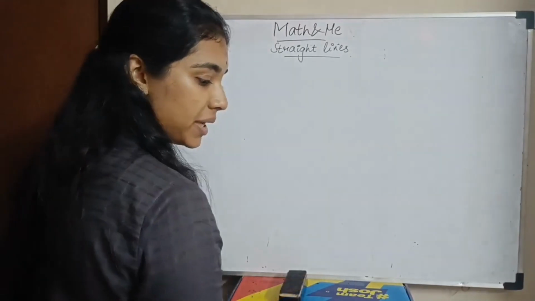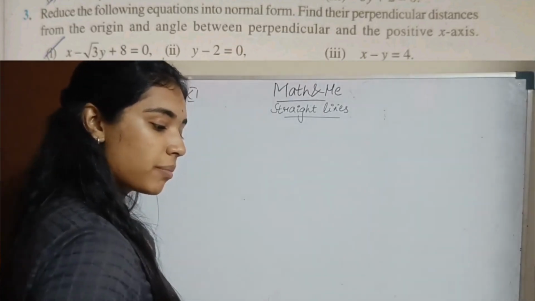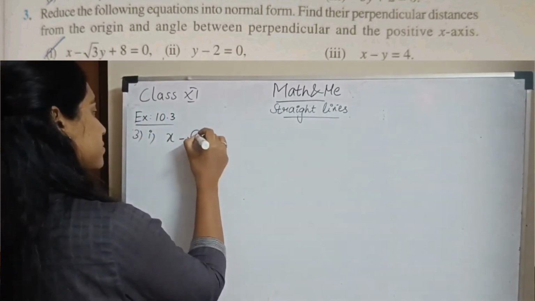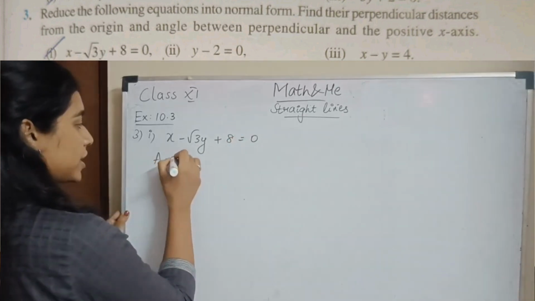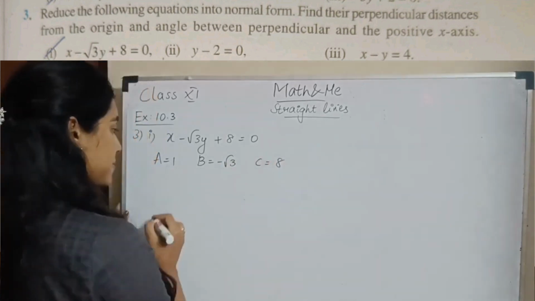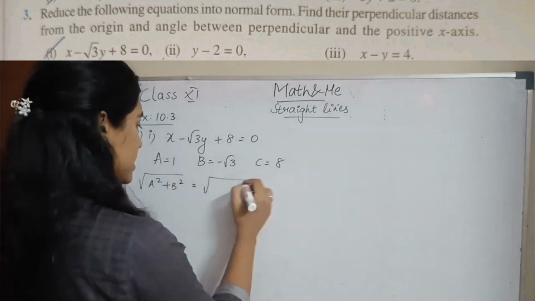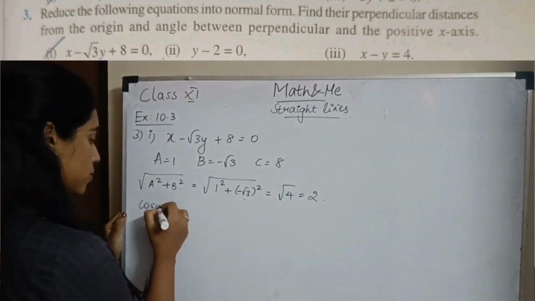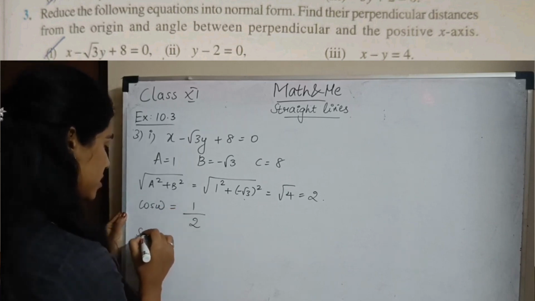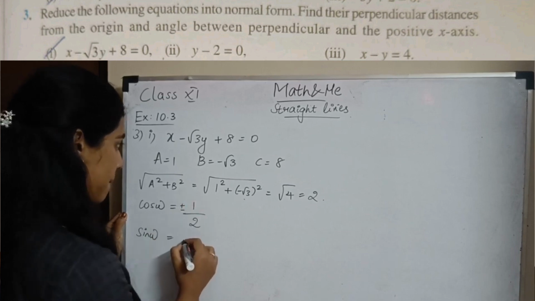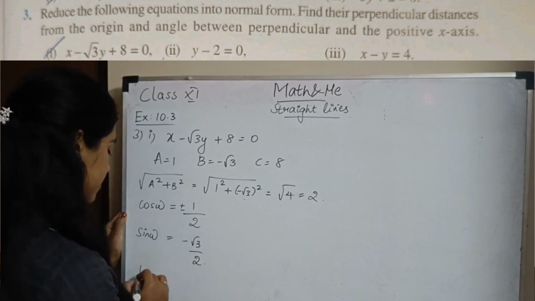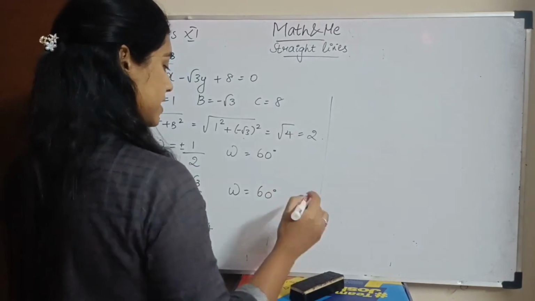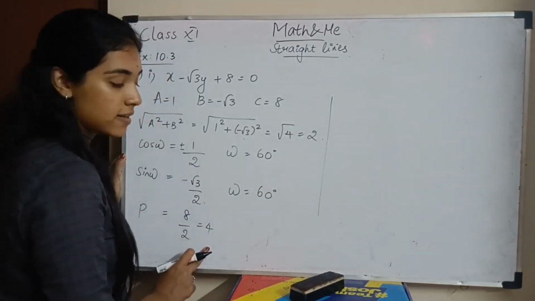Okay. Reduce the following equation into normal form. Find the perpendicular distance from the origin and angle between the perpendicular. You need to find p and omega. So a is 1, b is minus root 3, c is 8. Root of a square plus b square is root of 1 square plus minus root 3 the whole square, which is 4, and root of 4 is 2. So you have cos omega equals a divided by root of a square plus b square. You have sin omega, which is minus root 3 divided by 2, and you have p, which is 8 divided by 2 equals 4. Your omega will take the value 60 degree. So basically the angle is 60 degree. Distance of the perpendicular from the origin is 4 units.